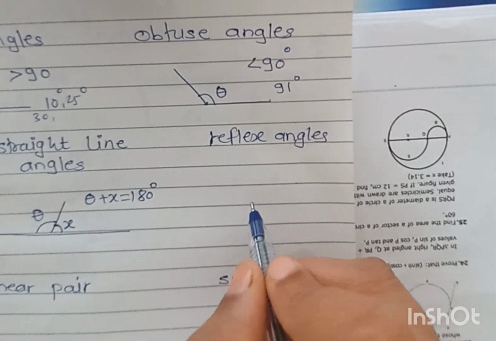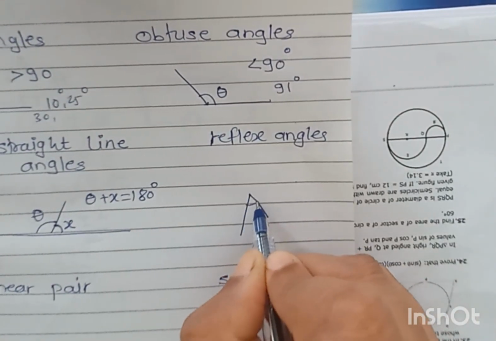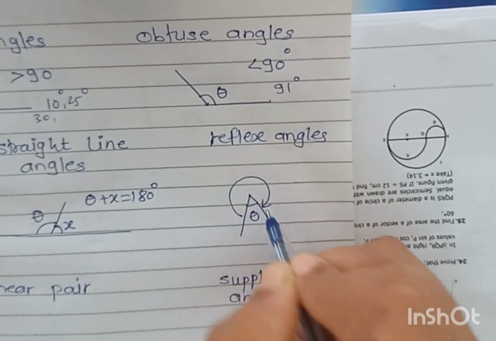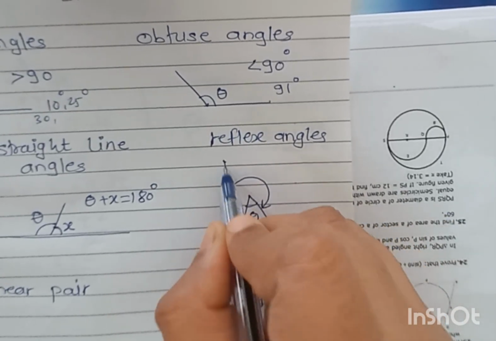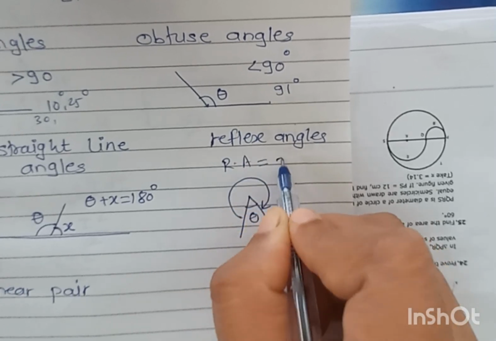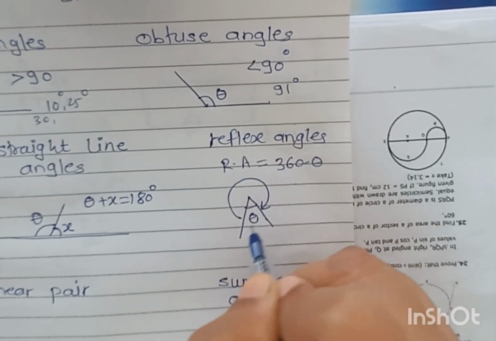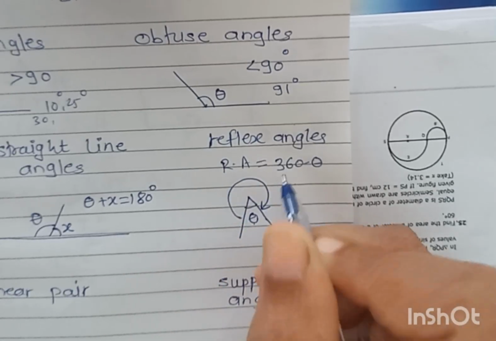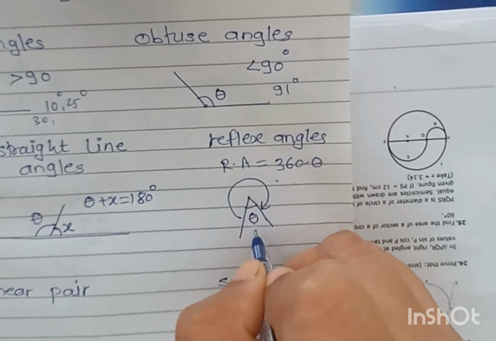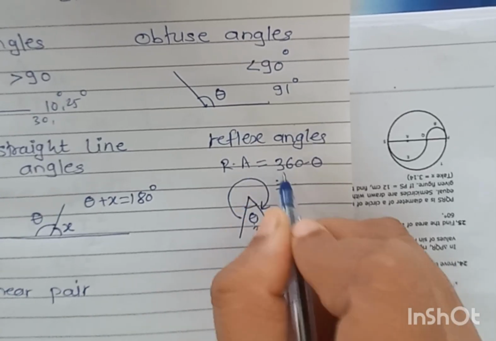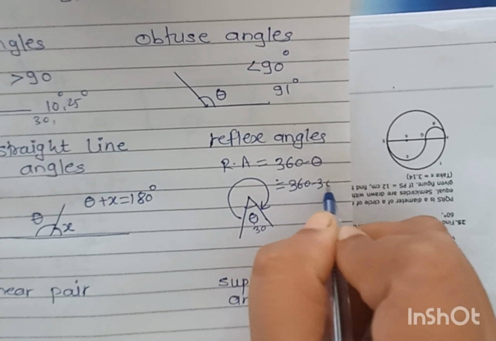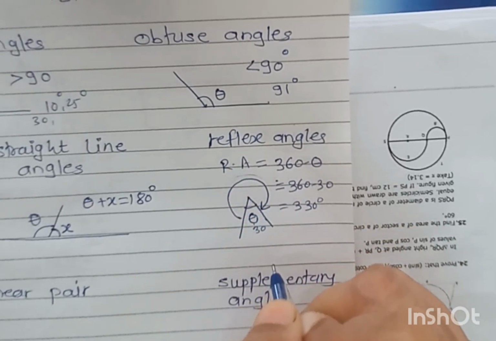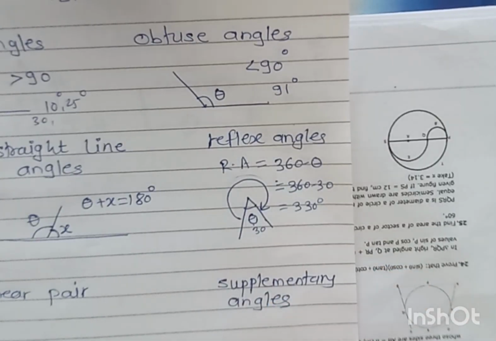And reflex angle means, suppose here I have this angle as theta, reflex angle means I want to find out the exterior part of this angle. So reflex angle is nothing but 360 minus theta, meaning I am subtracting this angle theta from the total angle 360. Then I will get a reflex angle. Suppose this angle is 30, then the reflex angle is 360 minus 30, which is nothing but 330. So this exterior angle value is 330. Okay, so this is a reflex angle.